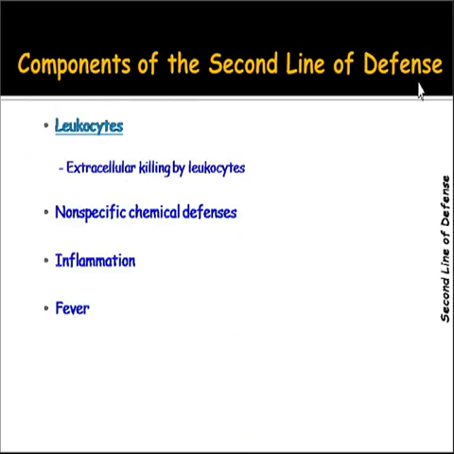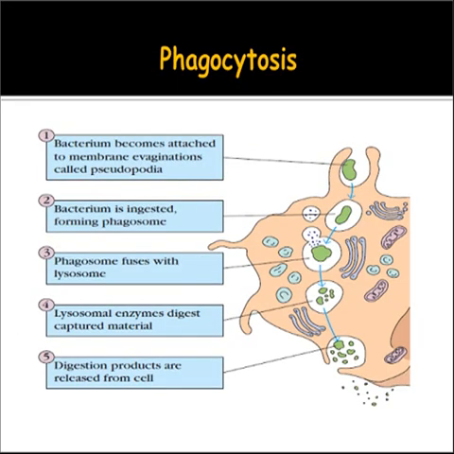So the major components of the second line of defense include the WBCs, which carry out extracellular killing by leukocytes, the non-specific chemical defenses, inflammation, and fever. The first component under this is phagocytosis. Phagocytosis is a process whereby macrophages, which are the matured monocytes, ingest and digest exogenous antigens like whole microorganisms and insoluble particles, and endogenous matter such as injured or dead host cells, cellular debris, and activated clotting factors.